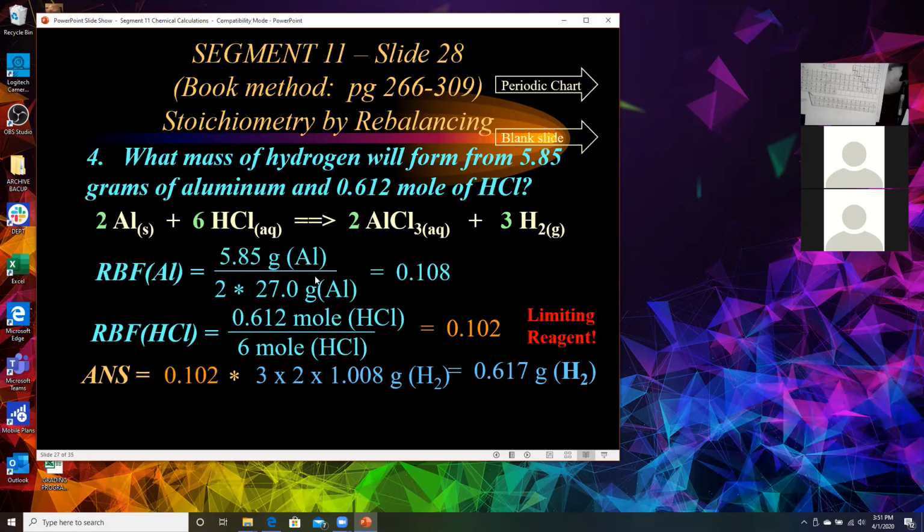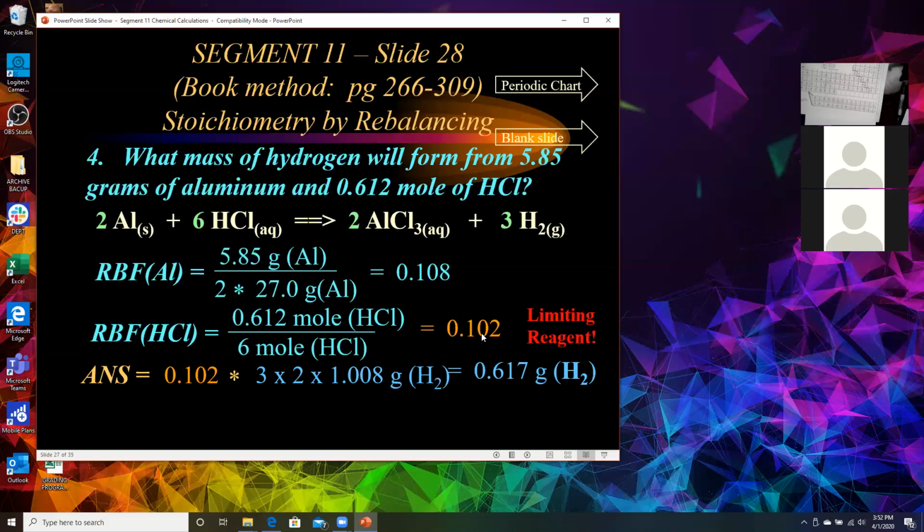So this now is an easy way to do limiting reagent problems. We only work the problem through with the limiting reagent rebalancing factor, whichever one of them is smallest. That's the one that you use in the problem.